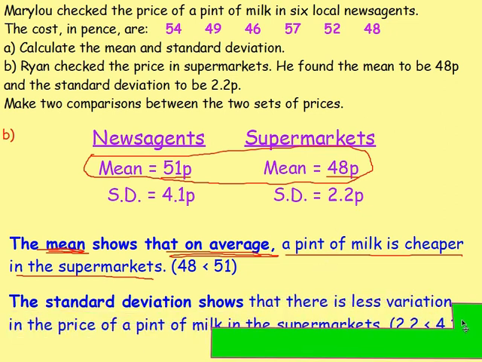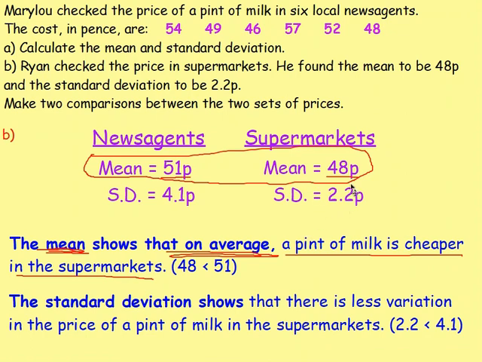So we can see that for this, because the 2.2 is less than the 4.1, it means there is less variation in the price of a pint of milk in the supermarkets. And we know that because the 2.2 is less than the 4.1. And once again, you can flip that if you like. You can say the standard deviation shows there's more variation in the price of a pint of milk in the newsagents because 4.1 is bigger than the 2.2.